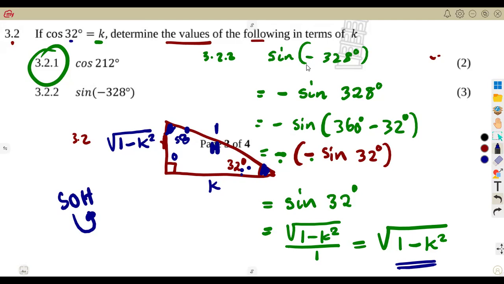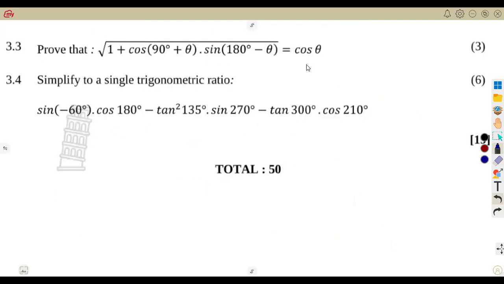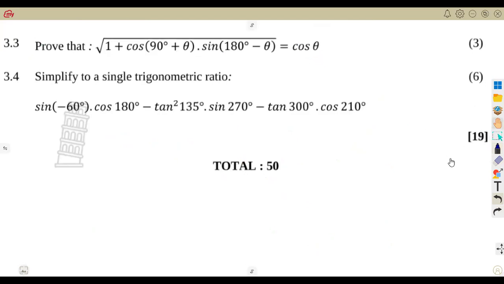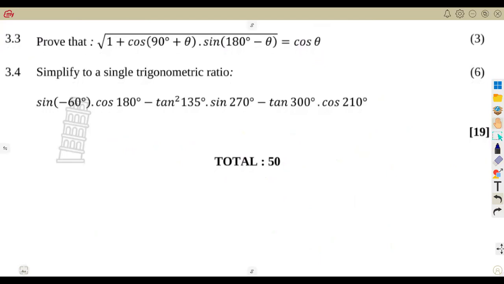So you see, guys, revisions are very, very necessary. You need revisions before exams. All right, so let's quickly work out this so that you can finish.